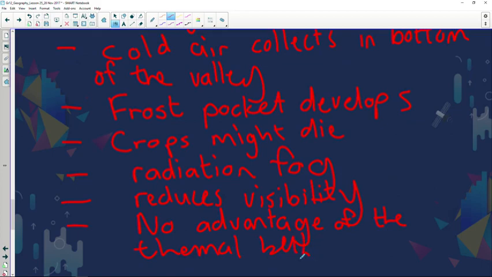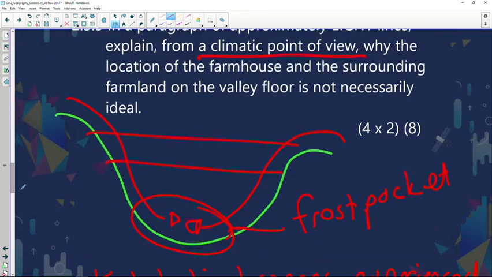So basically, if we go back to the diagram, what do we experience? Because the farmstead is situated down there, it's going to have a very negative influence, because the cold air is going to collect down in the bottom of the valley. It displaces the warm air up, creating the frost pocket where temperatures can drop below 0 degrees Celsius. Unfortunately, for any crops over there, we have many crops that are not frost resistant, so it's going to have a negative impact on the crop being produced, and it's going to create radiation fog that will reduce visibility where we won't be able to see very clearly down there. Okay, let's continue with our next questions.